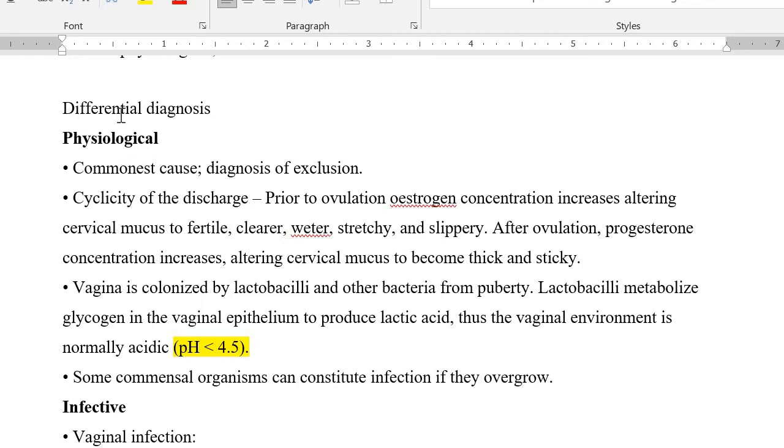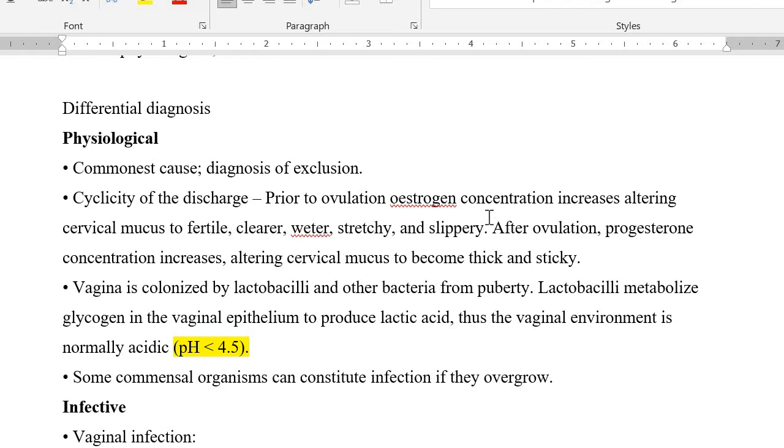That is how we are going to offer differential diagnosis. We have to see the cyclicity of the discharge, and this is a diagnosis of exclusion. You have excluded infection, or you have objectively seen that there is no smell, nothing. So it means that there is a physiological discharge.